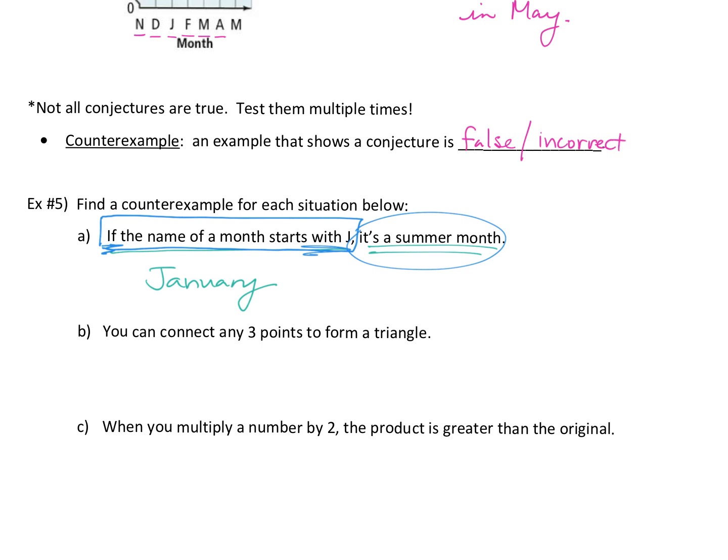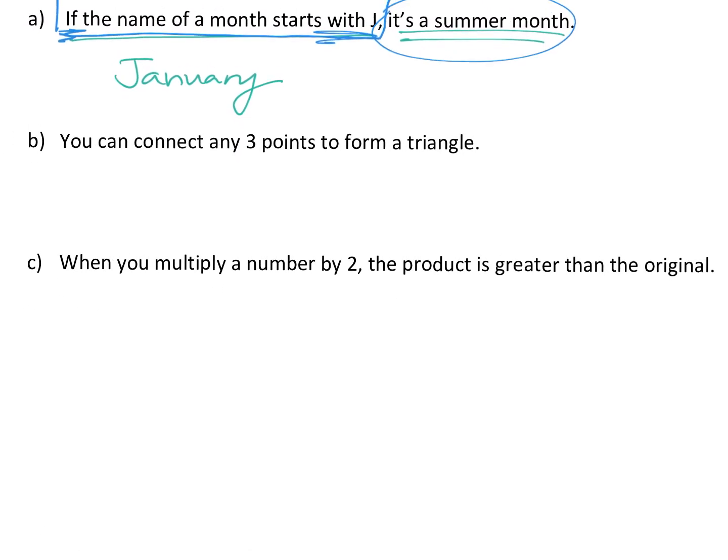Okay. B. You can connect any 3 points to form a triangle. Can you find a counterexample to that? Try and draw one on your paper. How can you have 3 points that can't make a triangle? Anyone know? Yeah. If they're in a line. A line, yeah. If I have 3 points, 1, 2, and 3, and they're all on a straight line, I cannot make a triangle out of that, right? So that is your counterexample. Again, you don't need to put words down. Draw a picture. That's a counterexample, okay?